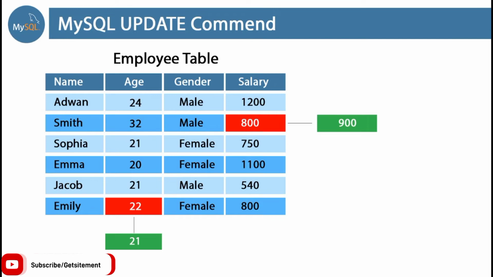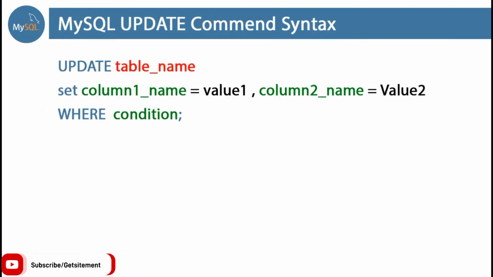So let's see the syntax, how we can use the update command. First we need to type the update keyword, and then we need to provide the table name, and then you need to type the set keyword. We use the set keyword to set a value in a column, and then you need to provide the exact column name. And using the equal to sign, you need to provide the value. You can set multiple columns' values at once. You just need to use a comma between them.